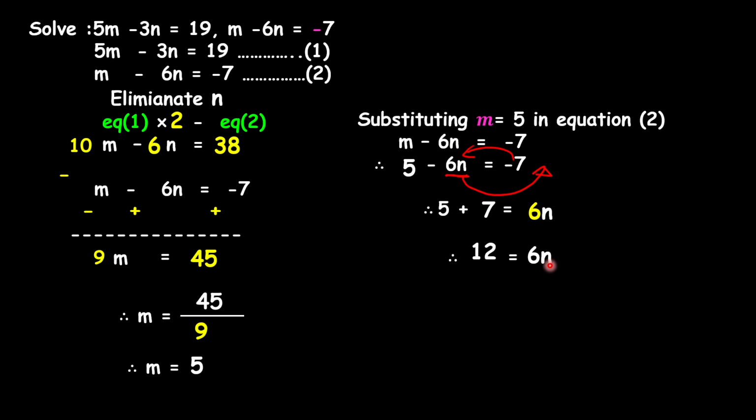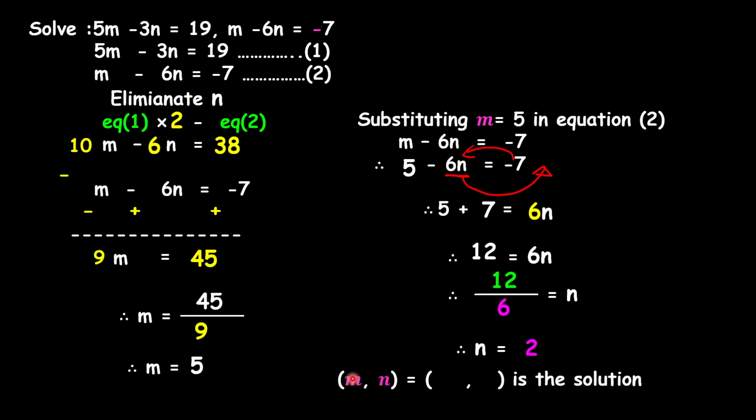Now to find the value of n, transfer this 6 to RHS. Multiply becomes divide by 6. Dividing by 6 we will get 6 1s are 6, 6 2s are 12. Therefore n is equal to 2. Therefore the ordered pair m comma n is equal to, value of m is 5 comma value of n is 2, is the solution of the given equation.